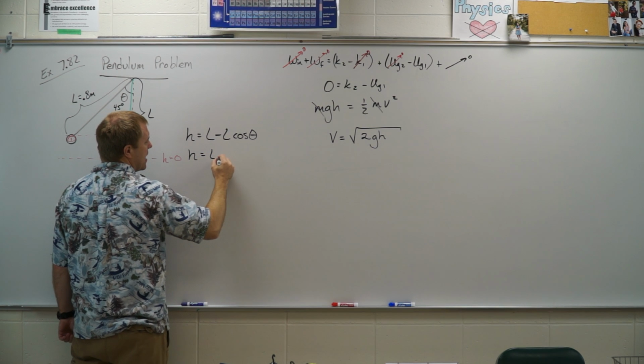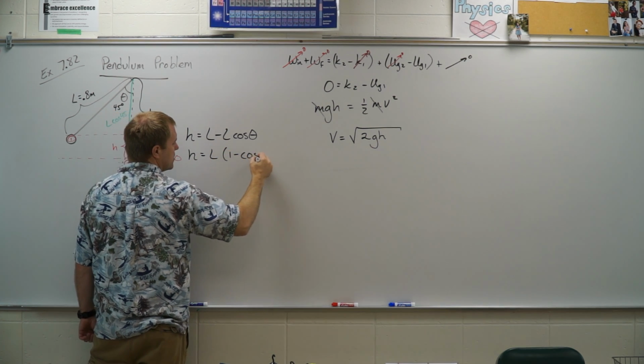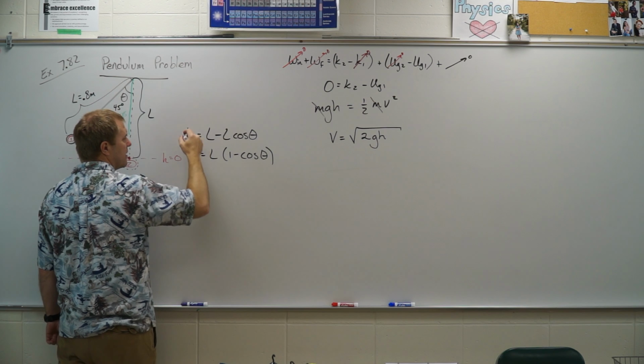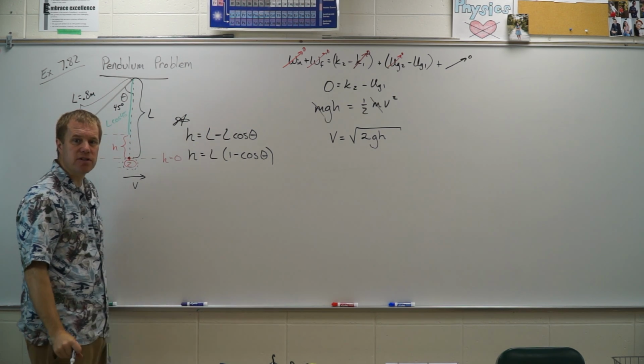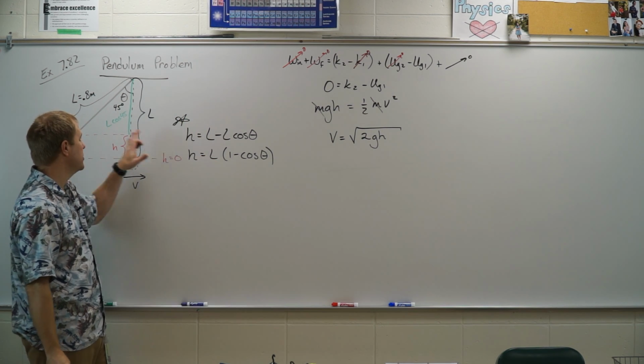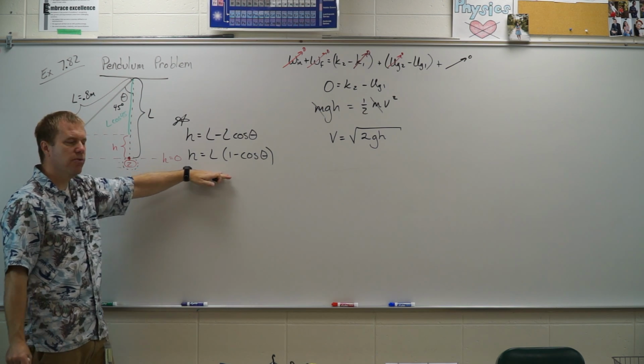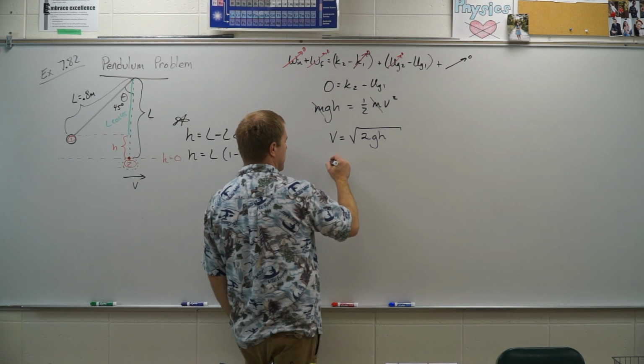So my height in this case is L times 1 minus the cosine of theta. This is the little star stuff you need for solving a pendulum problem. You need to be able to get from this picture to that height. So let's plug in that information we have.